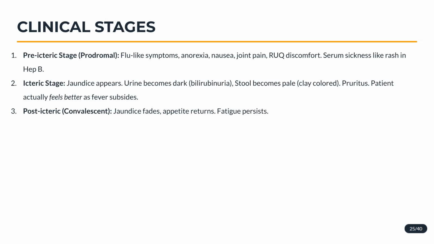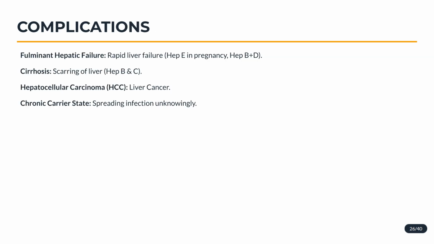Complications can include fulminant hepatic failure, especially from hepatitis E in pregnancy or B and D co-infection. Long-term complications are cirrhosis and hepatocellular carcinoma, often linked to chronic hepatitis B and C. Prevention strategies for enteric hepatitis, A and E, focus on safe water and hygiene. Prevention for parenteral hepatitis, B, C, and D includes screening blood, safe injection practices, safe sex, and HBV vaccination.